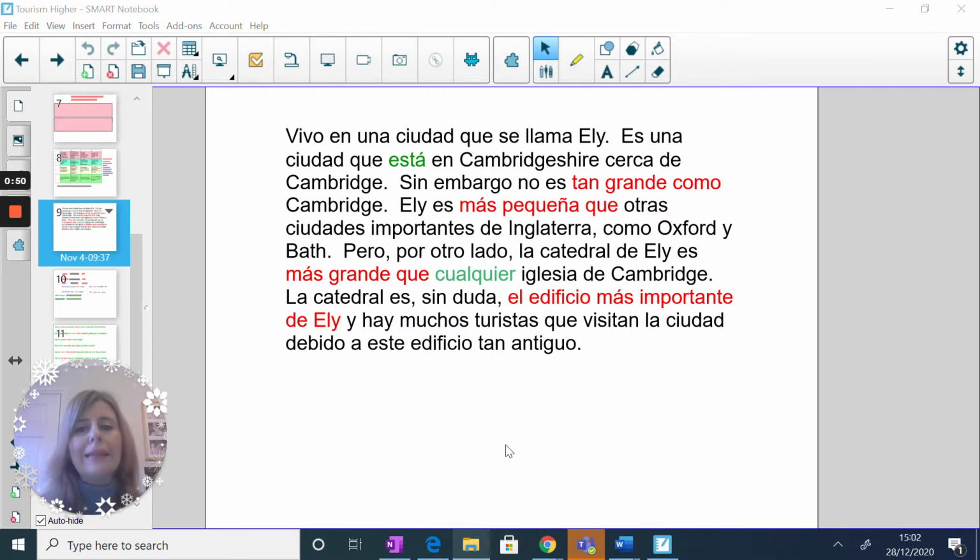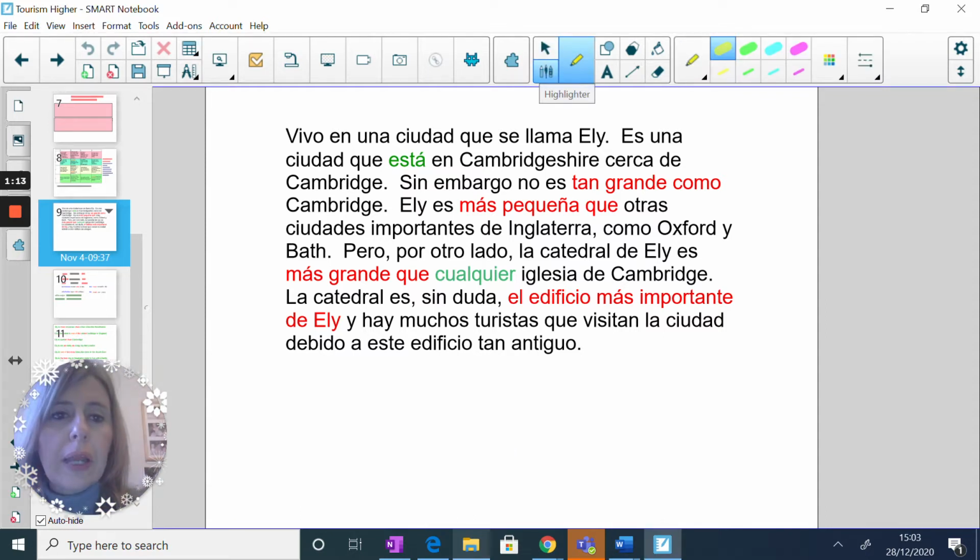¿Ok? Quiero que intentéis traducirlo en inglés, sobre todo fijándonos muy bien en qué significan las palabras en rojo. ¿Ok? Acordaos que lo que vamos a aprender es comparativos, comparatives and superlatives. ¿Ok? ¿Qué significan las palabras en rojo? ¿Ok? That is very important.